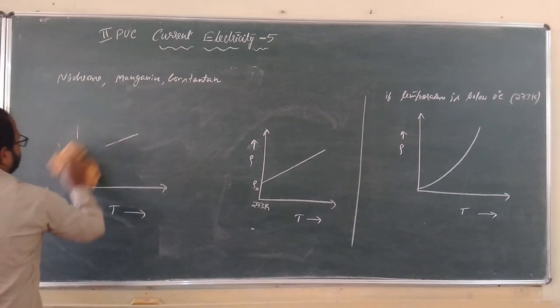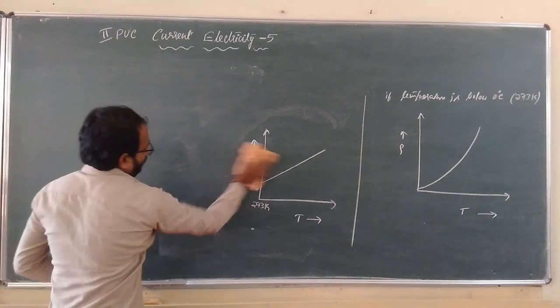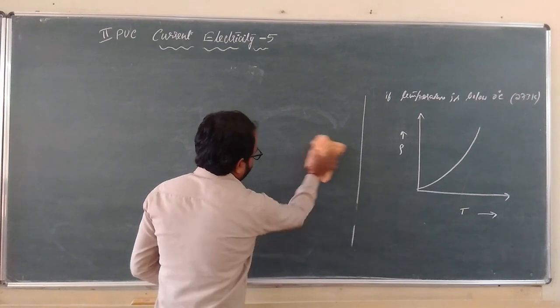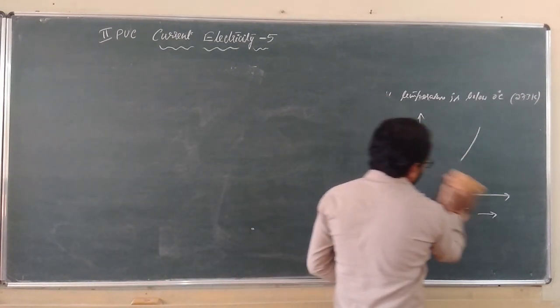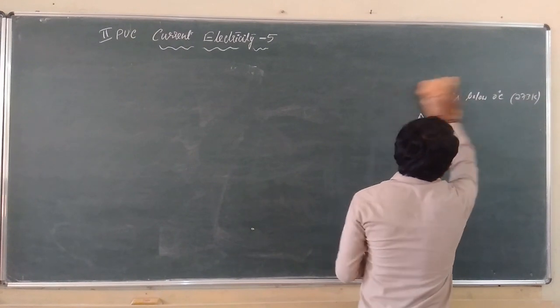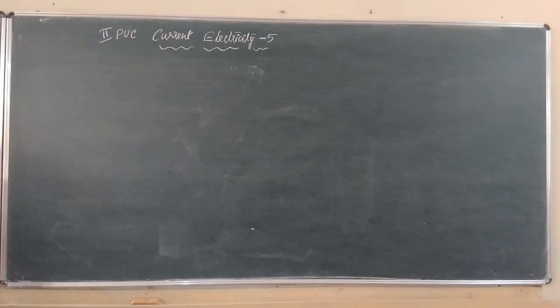Next we discuss the variation of resistivity with respect to temperature using the expression for resistivity. In the previous class we derived the expression for conductivity, right? So we derived the expression for conductivity.